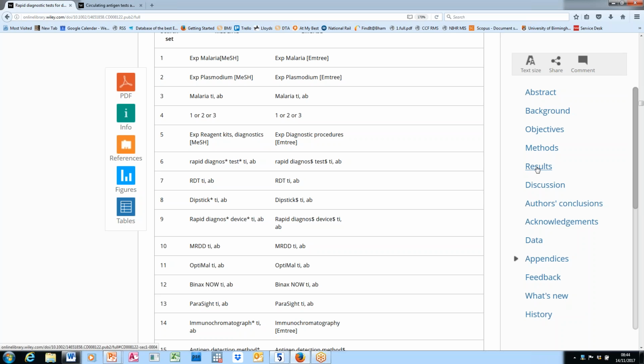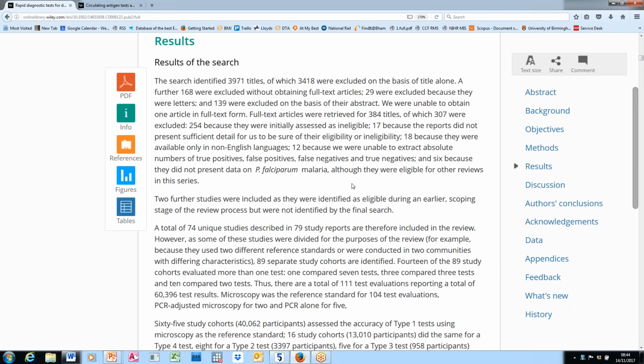If we just jump to the results, we then find out how many studies they actually found from these searches. So here it says the search identified 3,971 titles, most of which were excluded on title alone. And from this, at the end, they ended up getting full text for 384. So about 10% of the search they got full text for.